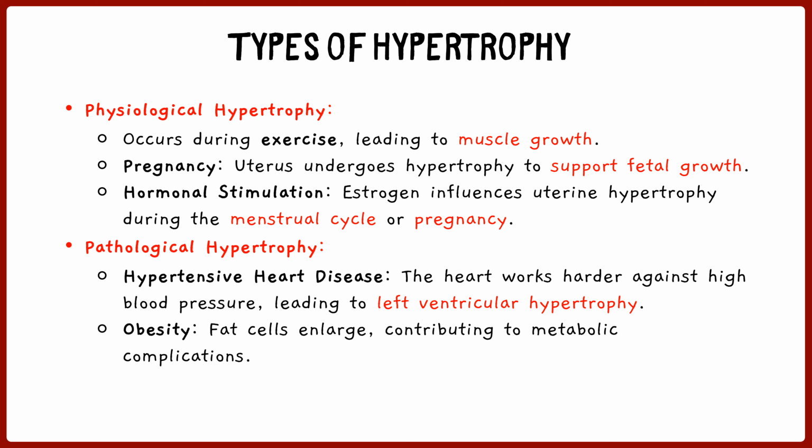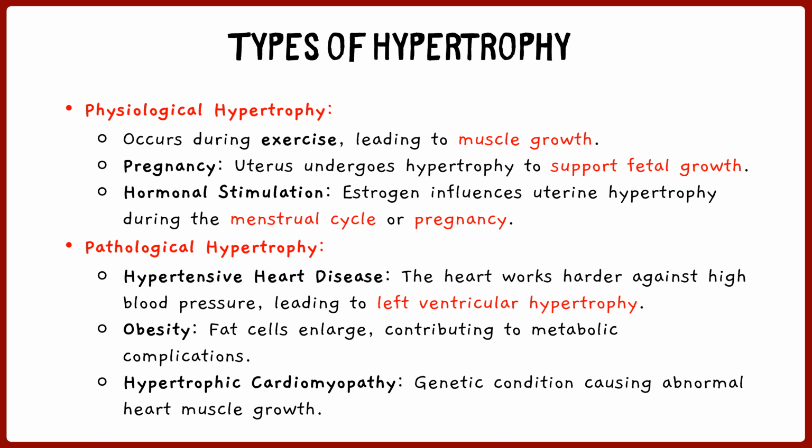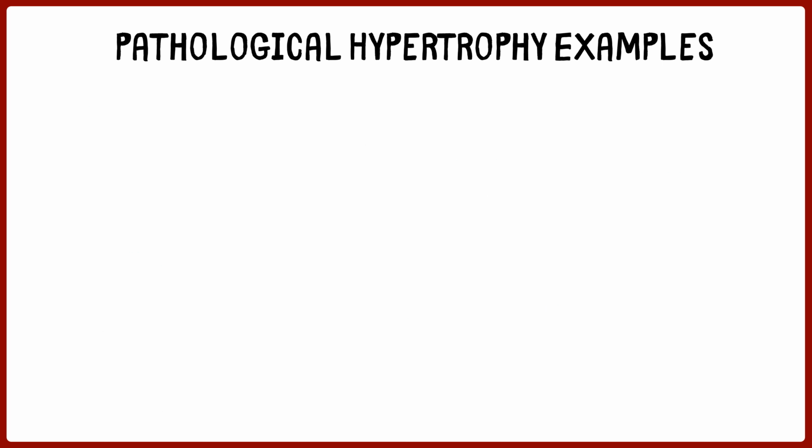You can also have obesity. So the fat cells can start to enlarge and they can contribute to metabolic complications, which we're going to be covering. You can also have hypertrophic cardiomyopathy, which is usually due to a genetic condition that causes abnormal heart muscle growth. So let's cover some of the examples we mentioned before, pathological hypertrophy examples, in more detail.